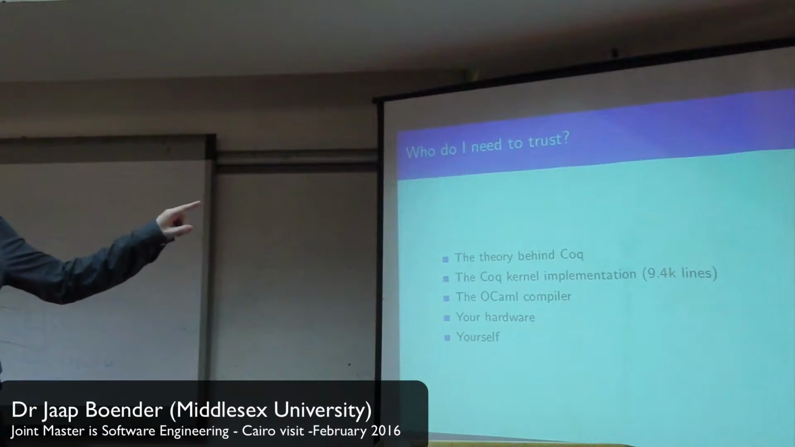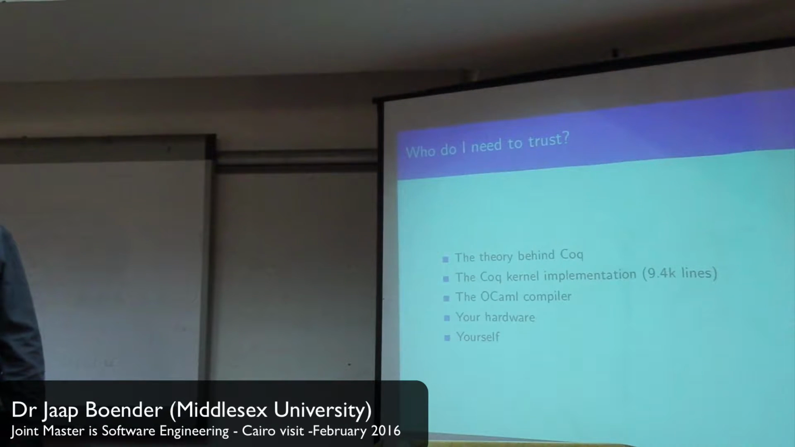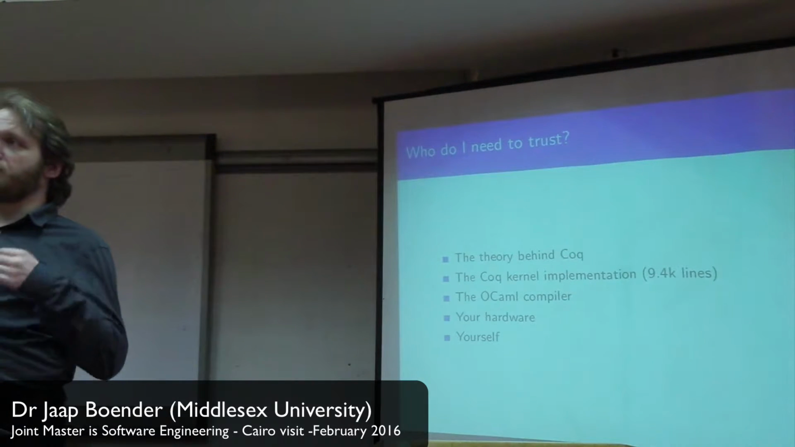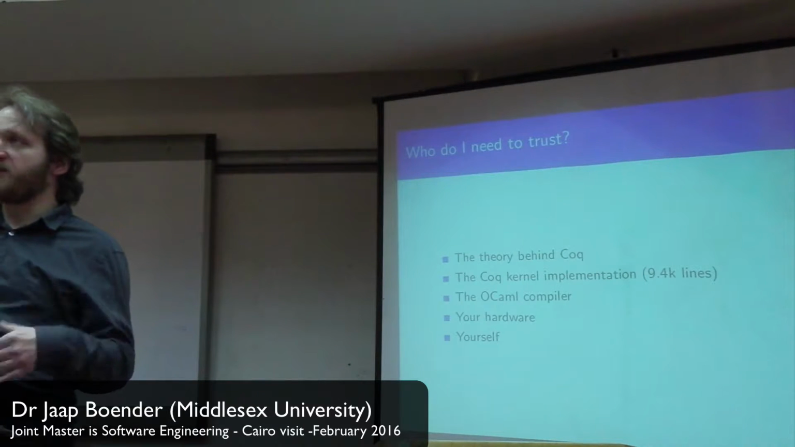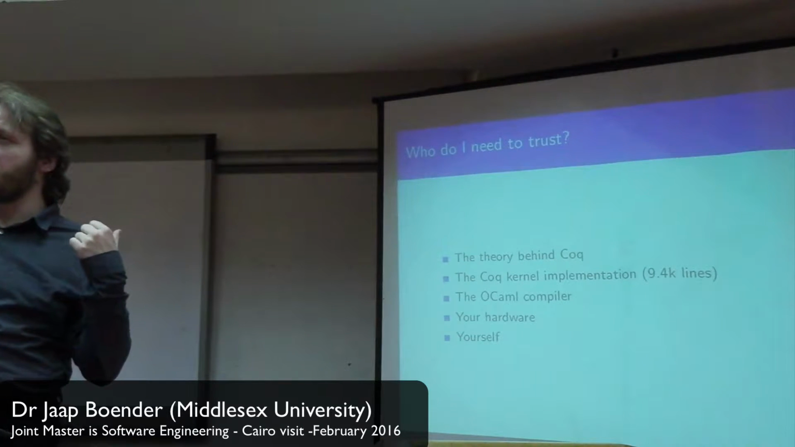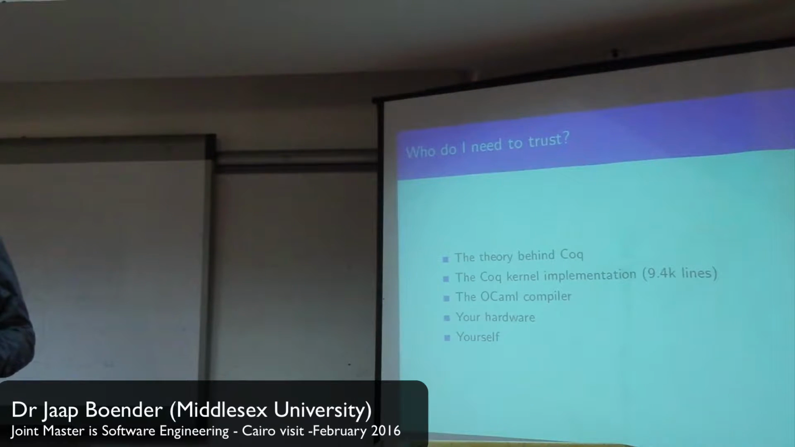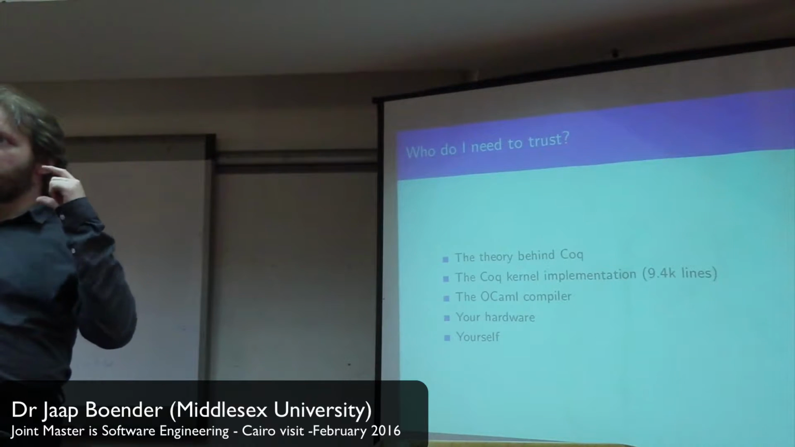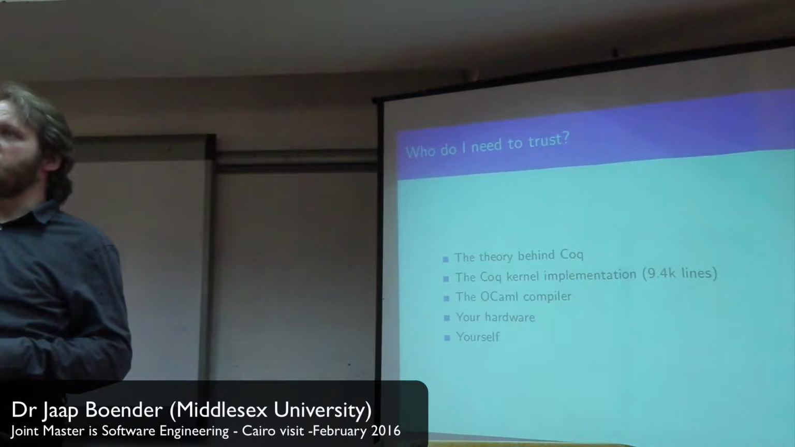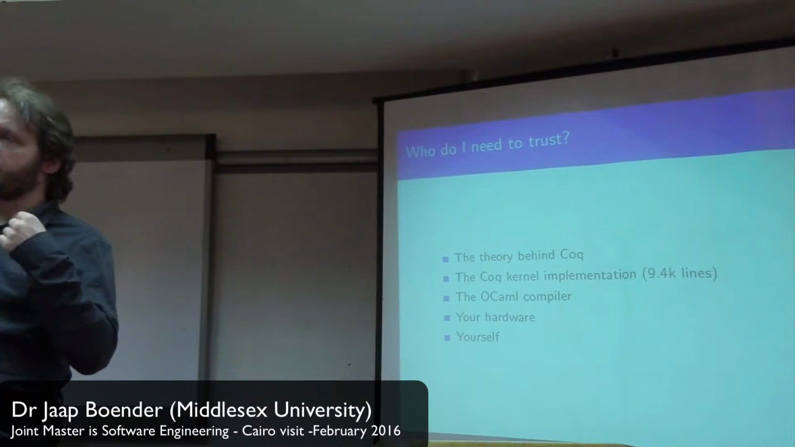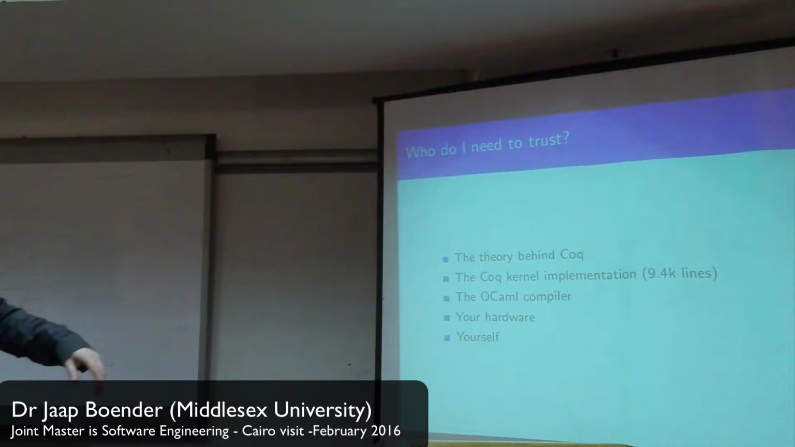There are about 10,000 lines of code that you need to trust. So that's the Coq kernel implementation, and why you only need to trust this, we'll get into in a minute. But there is a very small core. Basically, the only bit of Coq that you need to trust is the type checker. We'll go into the reasons for this in a minute.